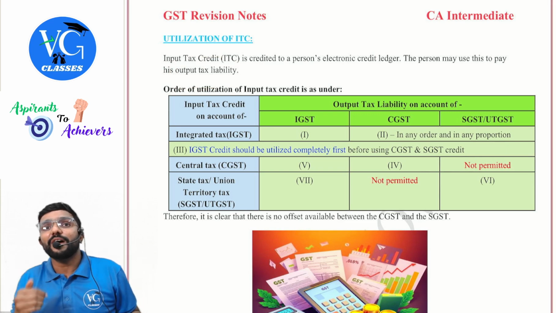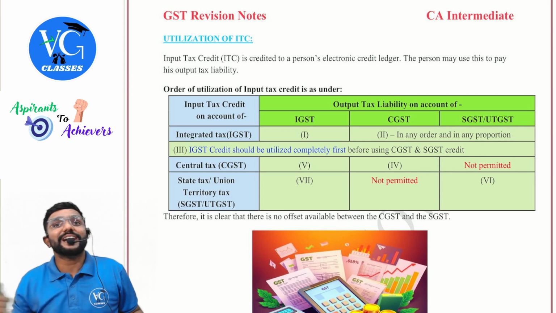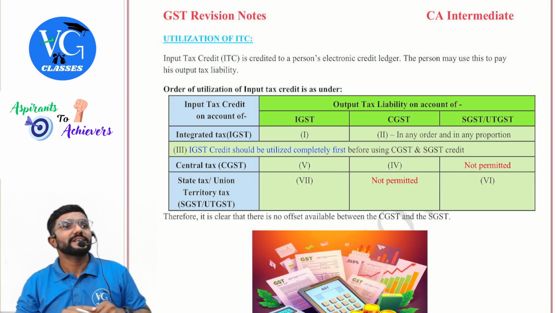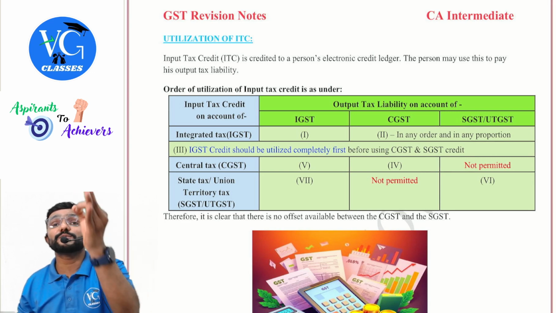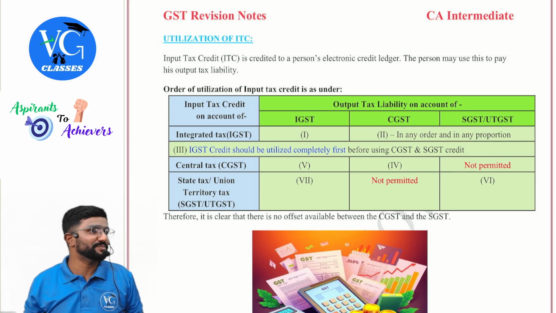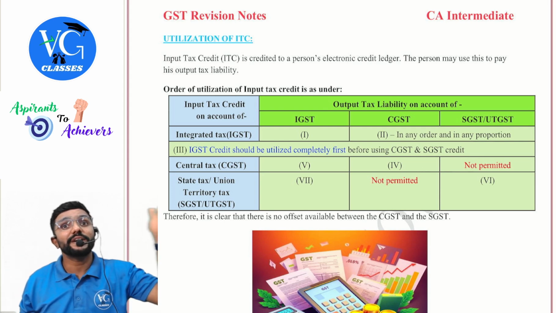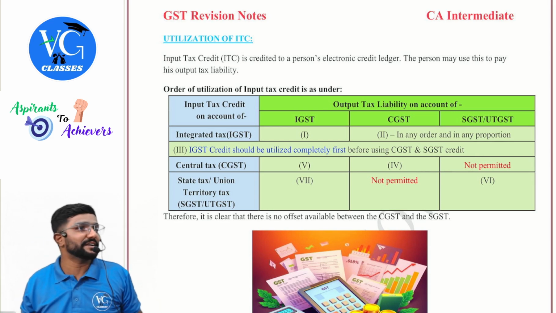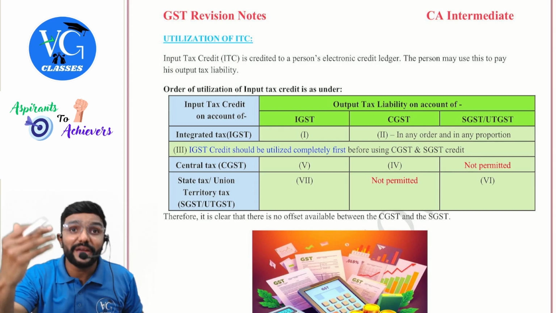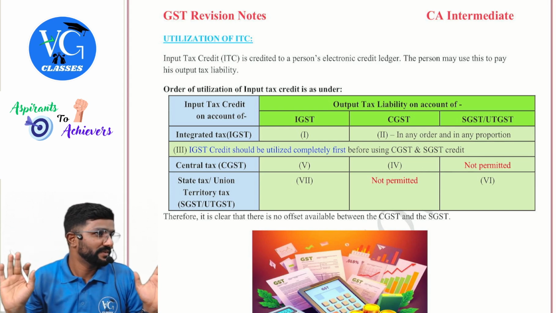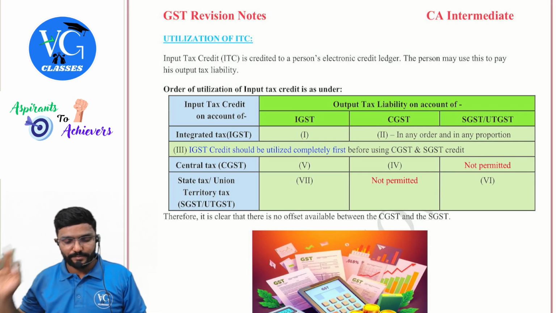Sir, now I have interest, late fee, penalty payment. Can I use the credit to pay it? No, I cannot. Then, sir, on my inward supply, I am supposed to pay tax under reverse charge mechanism. Can I use the credit to pay it? No. Once I pay, whatever I get, I can use it as a credit. But what I pay on RCM, I cannot use ITC balance.